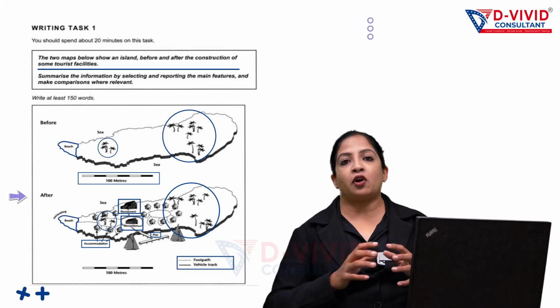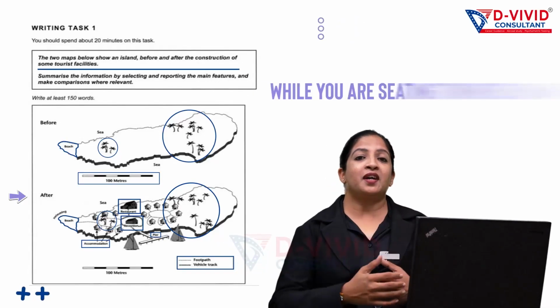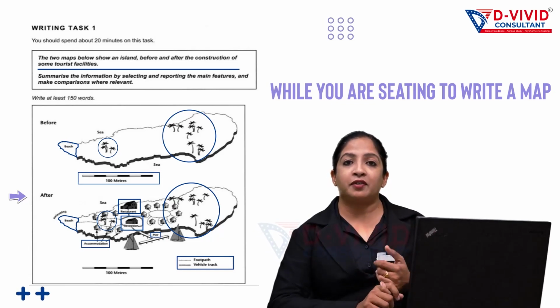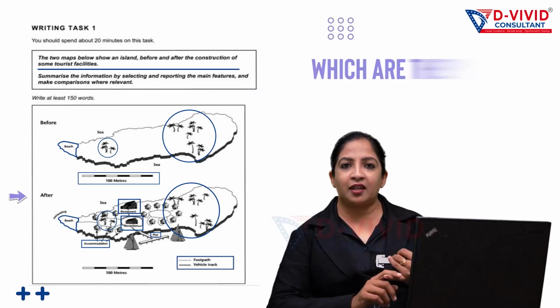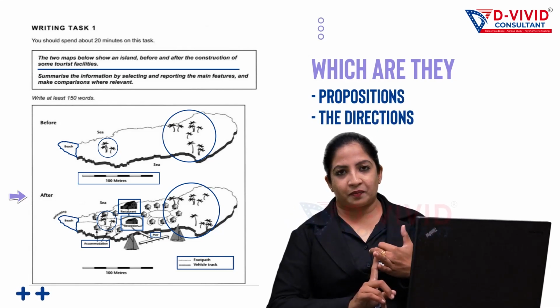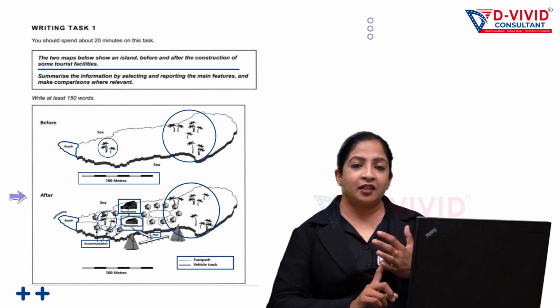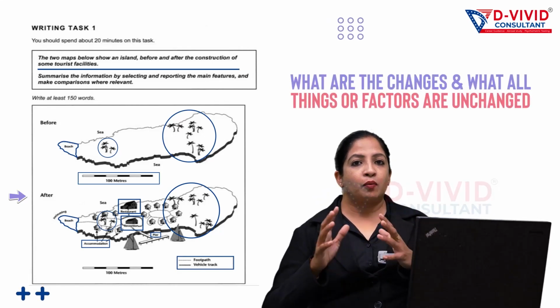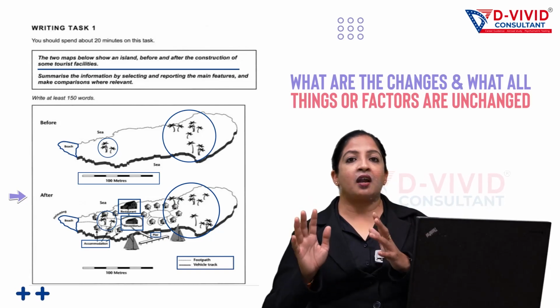So in short, while you are sitting to write a map, what all things should you take care of? The kind of words that you need to use, which are the prepositions and the directions. Again, the other thing that you should take care of is what the changes are and what all things or factors are unchanged.